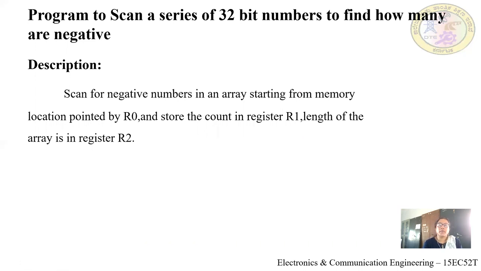Next program: a program to scan a series of 32 bit numbers to find out how many are negative. So we are going to scan an array of numbers and see among them how many numbers are negative. We check how many are negative. Array elements are pointed by register R0. R0 is used as a pointer register to point to the memory location.